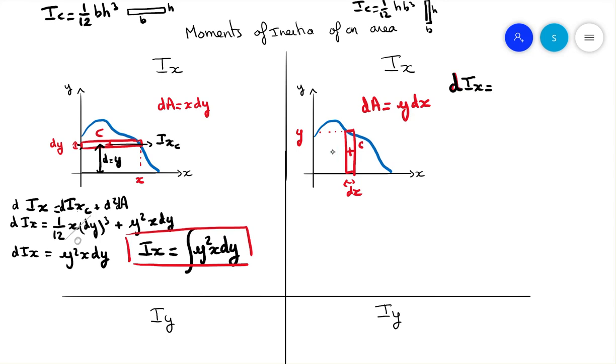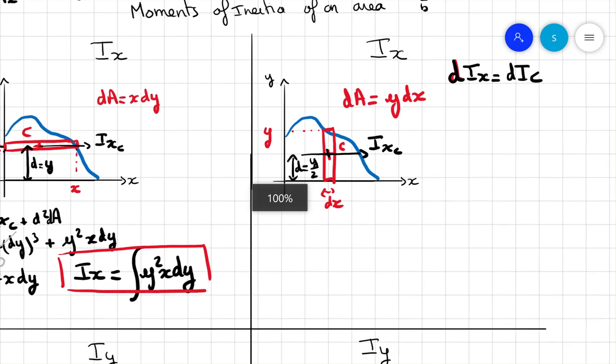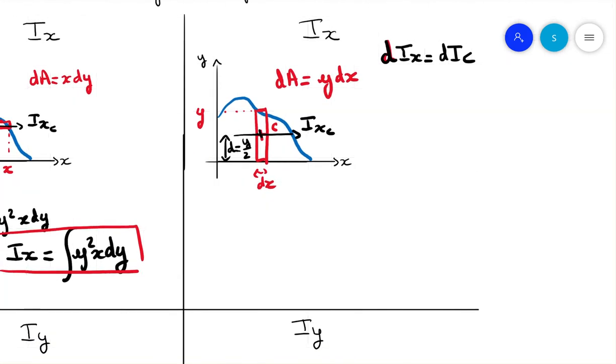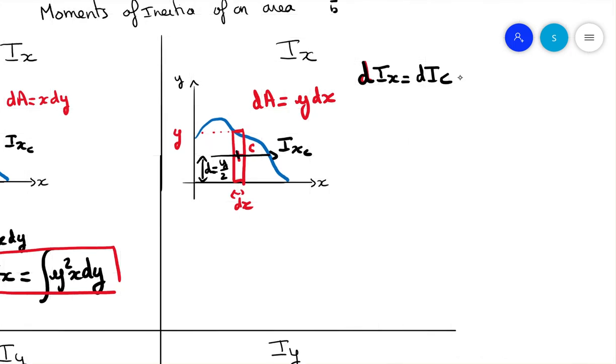is equal to, that's my Ixc. That's my moment of inertia about C. So it's equal to dIc, the moment of inertia about the centroid, plus the distance d, that is equal to what? That's not equal to y, that's equal to y divided by 2. Okay, make it a little bit bigger. Just want to speak about this one. So plus the d square dA. Let's write it more like dIx.